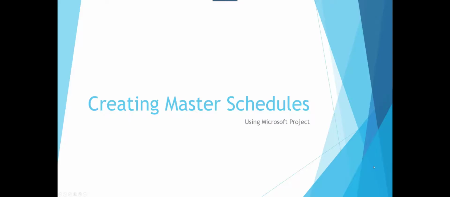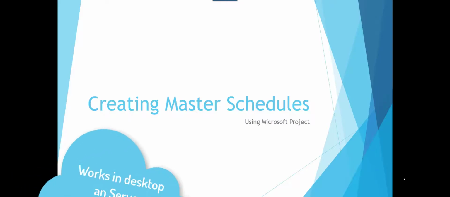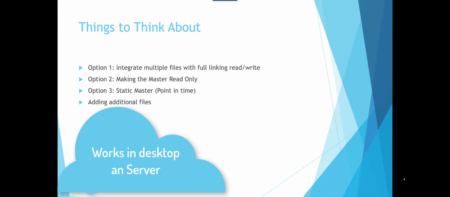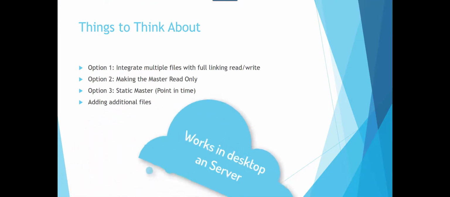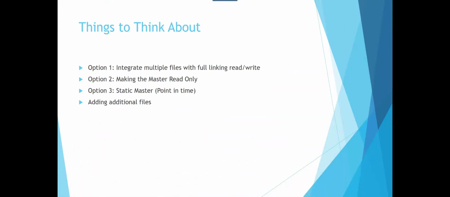Let's talk about ways to make master schedules using Microsoft Project. Things to think about. We can make these master files by integrating multiple files that are fully linked back and forth, read-write, so the changes in an underlying file are automatically reflected in the master file once they're opened. Option 2 is making the master file in the same way, where updates are allowed in the underlying files, but the master file is read-only.